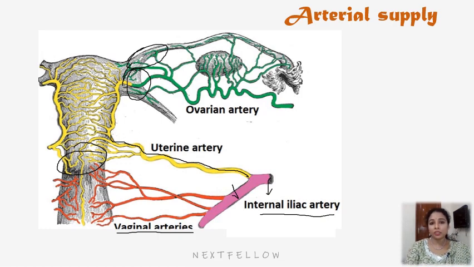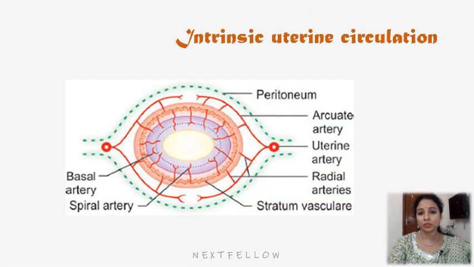So, branches near the cervix: after crossing the ureter, it gives rise to ureteric branches, and it gives rise to vaginal branches. You can see one vaginal branch going down, and cervical branches to the cervix. The cervical branches form a circular anastomosis around the isthmus of the uterus, and along the side of the body of the uterus it gives off some arcuate branches.